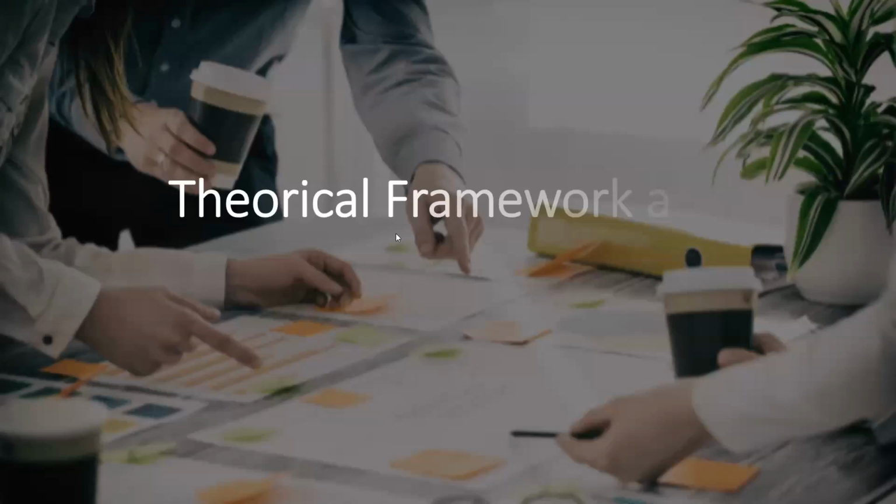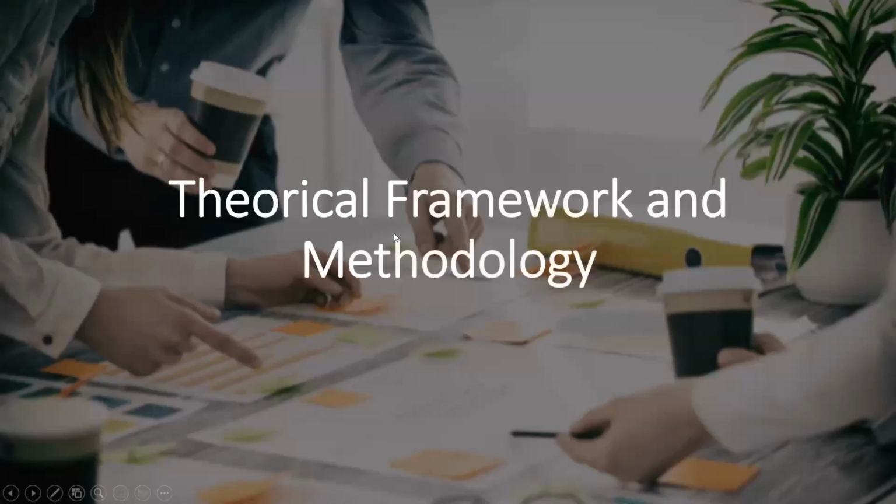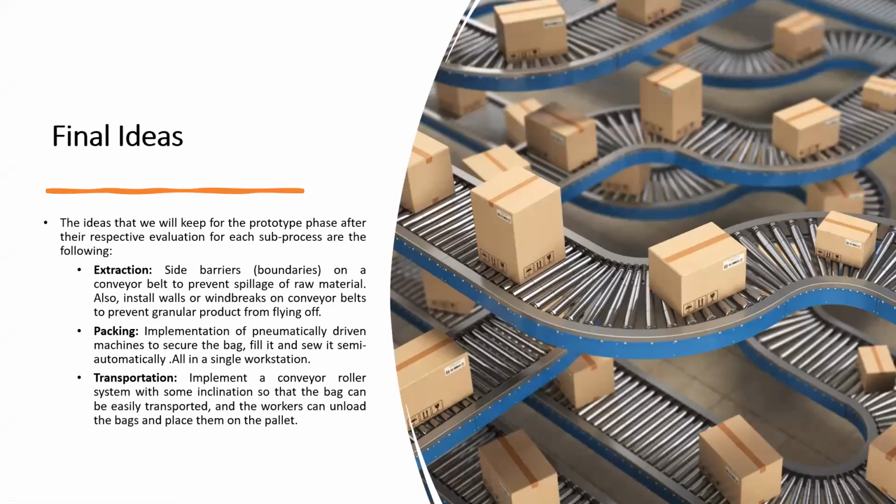Next one. Now, the theoretical framework and methodology. First of all, after our analysis, we noticed that the problem was in the extraction, packing, and transportation process. For that reason, we generated some solutions. For extraction, we want to put a belt conveyor in order to transport the raw material to the silo, going to a crushing process.